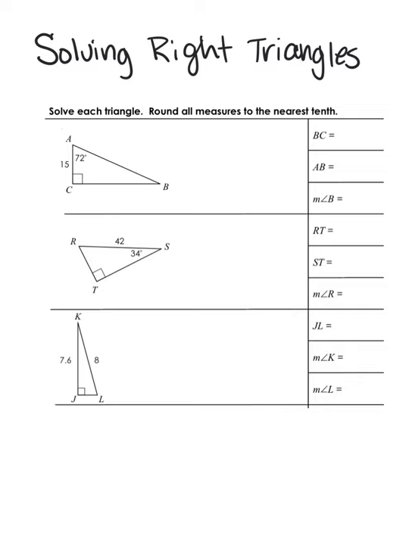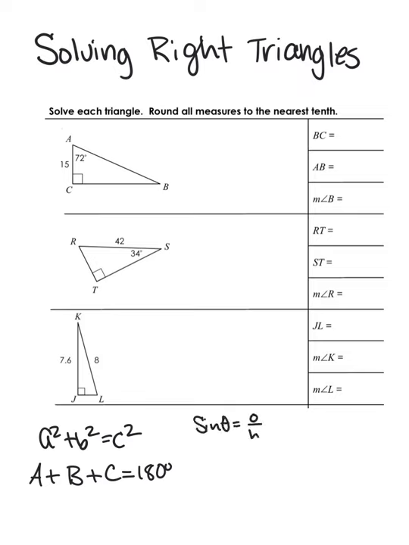Meaning we might use the Pythagorean theorem. We might use the fact that the three angles in a triangle add up to 180 degrees. We might use the fact that sine of theta is equal to opposite over hypotenuse, the cosine of theta is equal to adjacent over hypotenuse, and the tangent of theta is equal to opposite over adjacent. And whichever one of these facts gets us to our answer is the one that we're going to use.